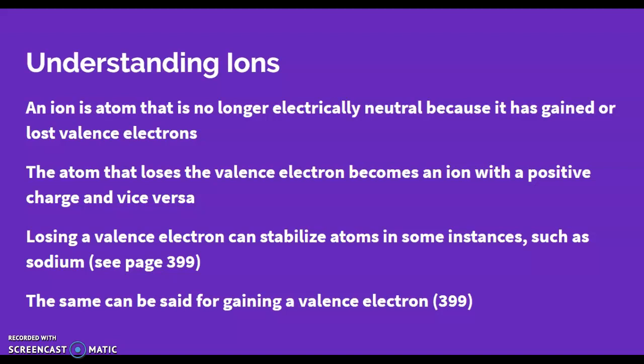So by losing that outer ring of 1, the next outer ring has 8, which is the number of completion. So it actually stabilizes by losing the valence electron. And again, I'm describing this, but if you just look at the chart on page 399, it does a great job of giving you a visual. And the same can be said for gaining a valence electron. Your book gives you a great example with this for chlorine atoms as well. So check that out in the chart on page 399.